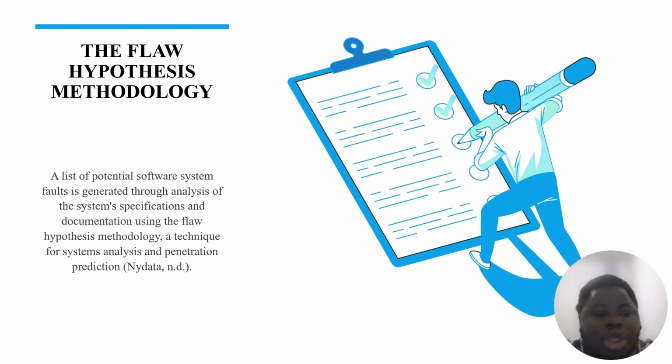In other words, it is a list of potential faults in a software system generated using the flaw hypothesis methodology, a system analysis and penetration prediction tool after a review of the system specifications. Finding this defect is the main focus of the flaw hypothesis methodology, basically. Furthermore, a list of potential faults in a system is generated using the flaw hypothesis methodology. Now, for this Qualtrics tool, we made sure to hypothesize some different flaws we found in this.